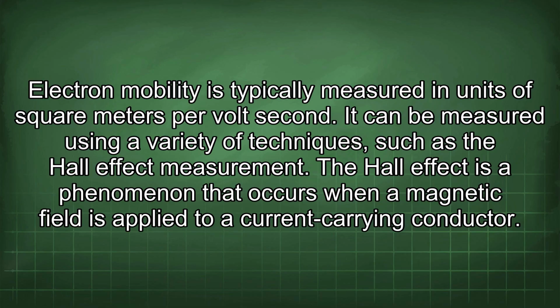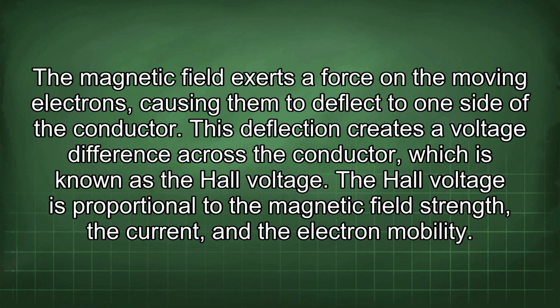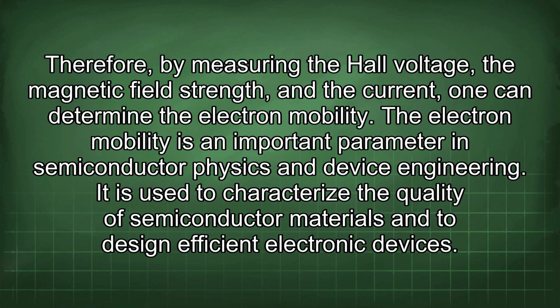Electron mobility is typically measured in units of square meters per volt second. It can be measured using a variety of techniques, such as the Hall effect measurement. The Hall effect is a phenomenon that occurs when a magnetic field is applied to a current-carrying conductor. The magnetic field exerts a force on the moving electrons, causing them to deflect to one side of the conductor. This deflection creates a voltage difference across the conductor, which is known as the Hall voltage. The Hall voltage is proportional to the magnetic field strength, the current, and the electron mobility. Therefore, by measuring the Hall voltage, the magnetic field strength, and the current, one can determine the electron mobility.